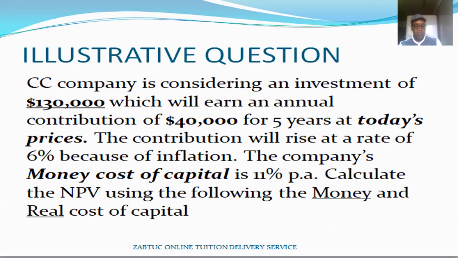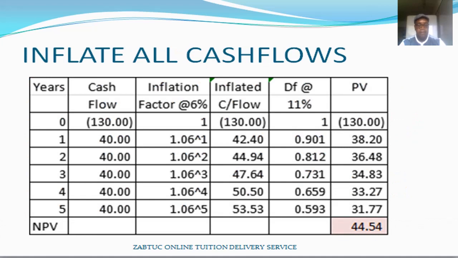So what will the answer look like? If you use the first approach, you've got your cash flows here. What we've done is inflate these cash flows at 6%, and these are your inflation factors, 1 plus 6%. So these are inflated cash flows, which you can now discount using the money rate at 11%, and that gives us an NPV of 44.54. So this is one of the possible approaches, where we inflate the cash flows.